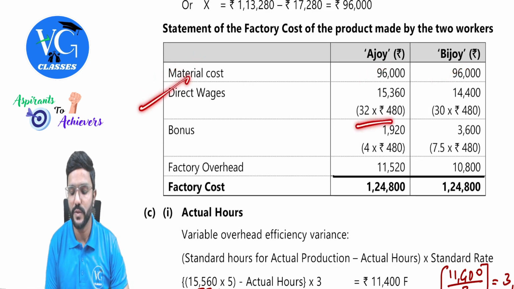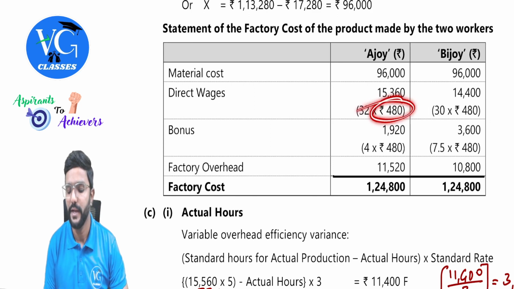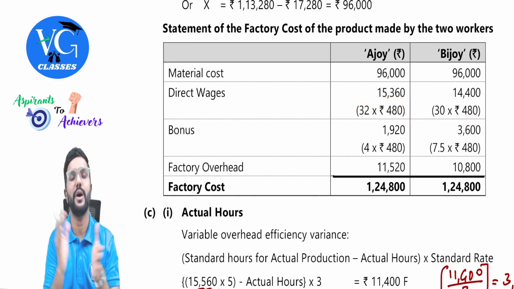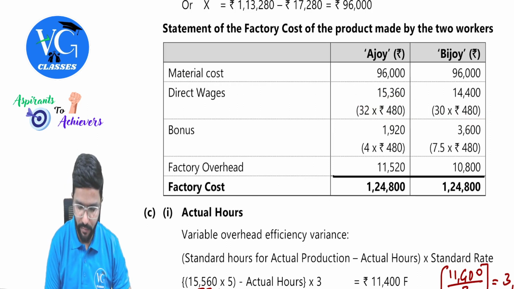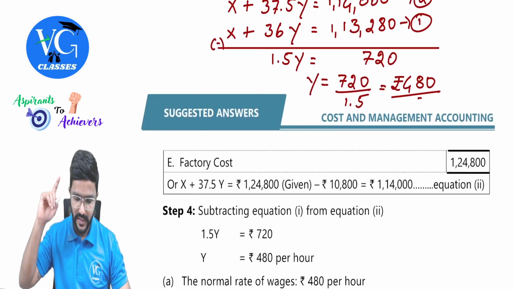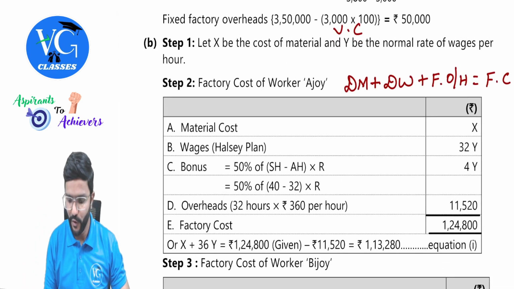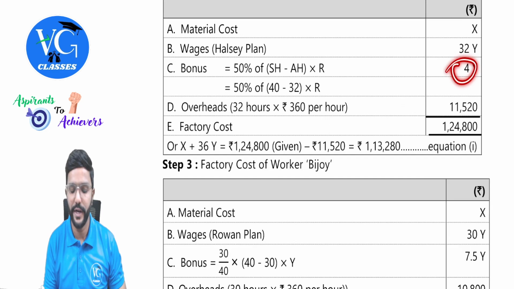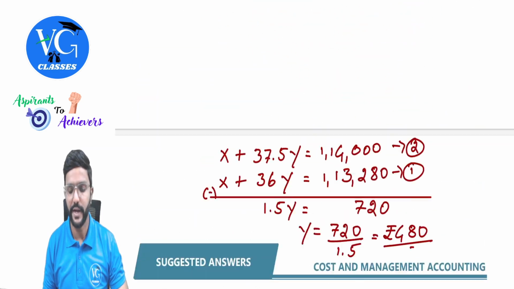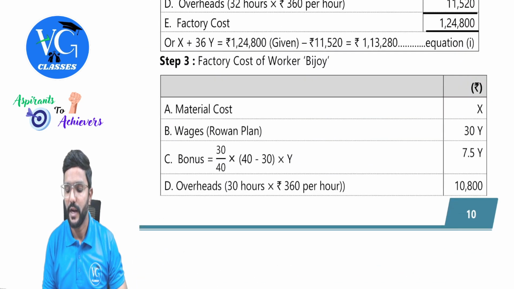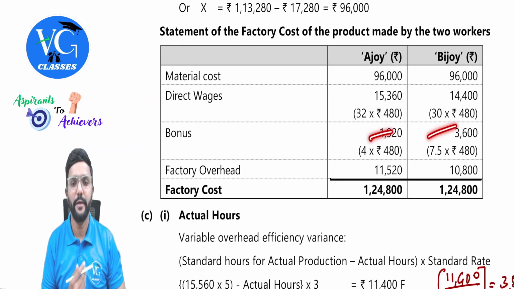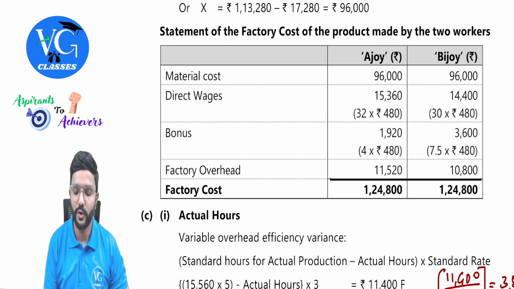Direct wages: 32 hours into 480, and here 30 hours into 480. In simple terms, hours worked into hourly rate. Then bonus, we had already got 4y, and here it is 7.5y. So just multiply 4 into the y we have got, 480. So 4 into 480 and 7.5 into 480. That's all. We'll get bonus. And can we show total wages also? Yes, you can show.